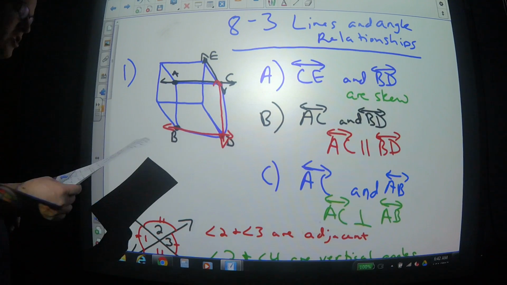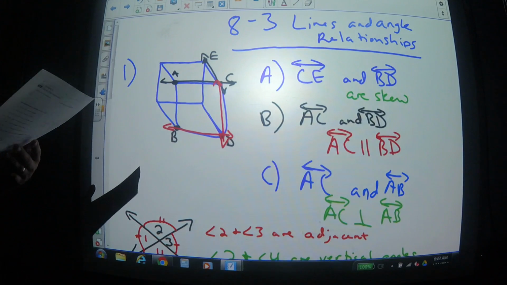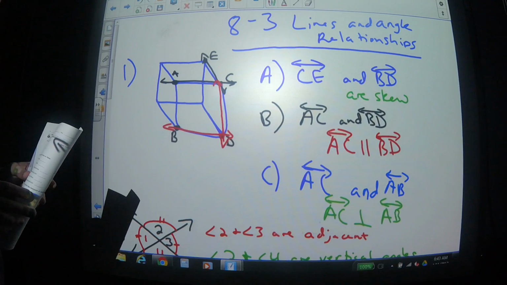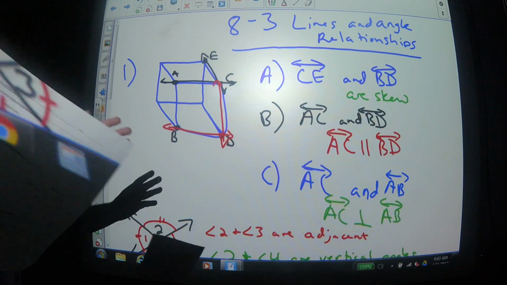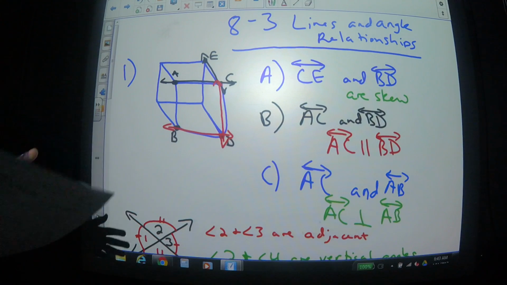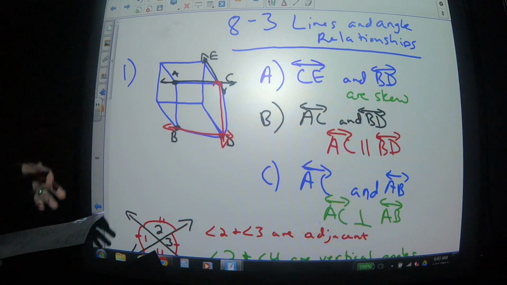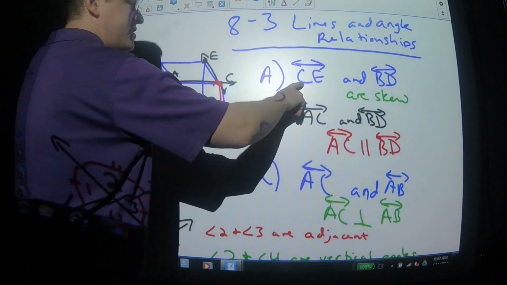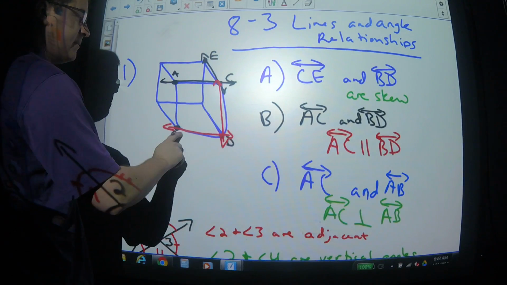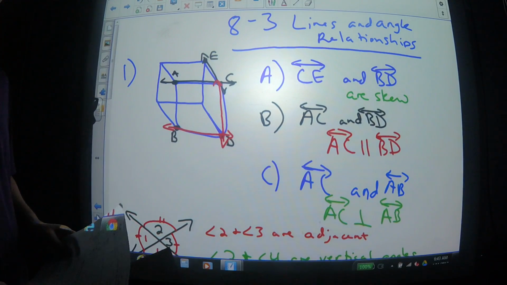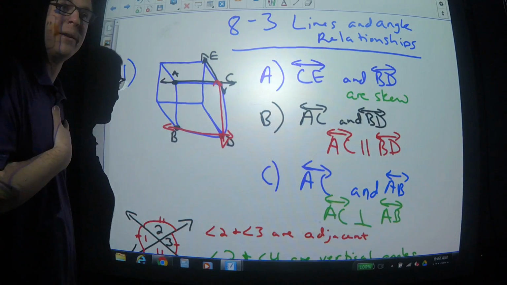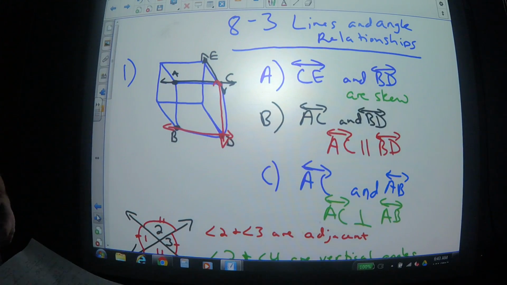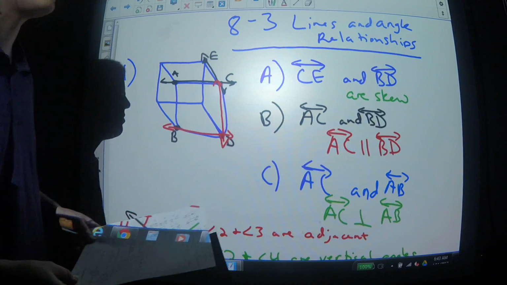Now, skew. Skew are two lines that do not intersect and aren't parallel. They're two lines that are not ever going to touch, and they're not parallel, okay? So for instance, CE and BD are skew. They're not in the same plane, and that's what I meant to say earlier. They're not in the same plane, they're not parallel, and they're not perpendicular. So they're known as skew.